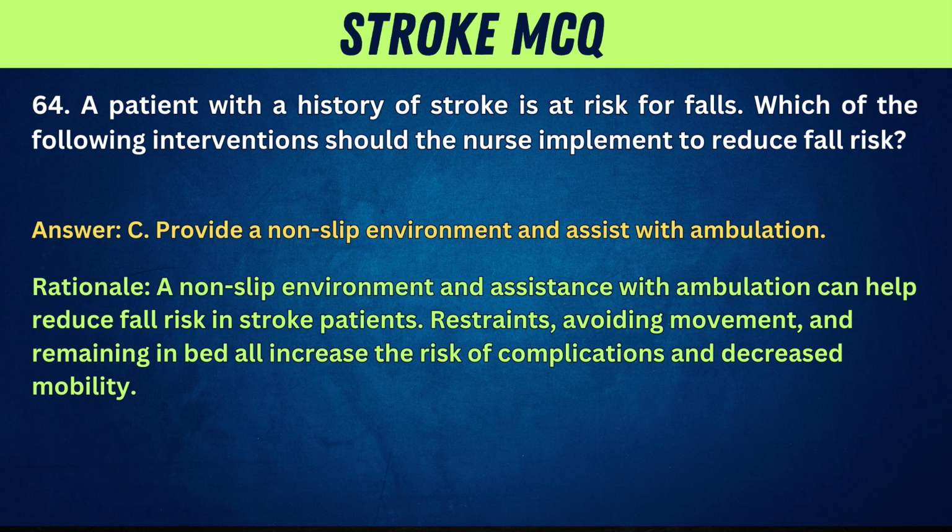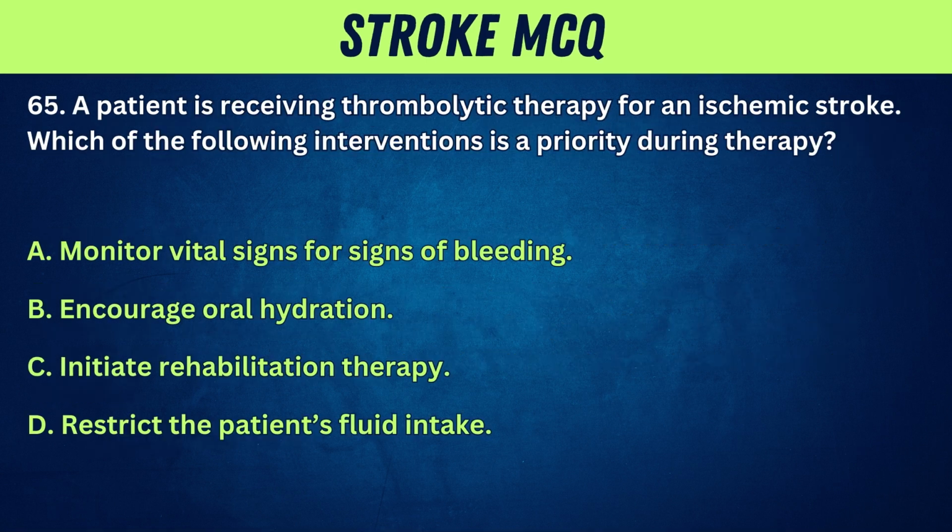Rationale: a non-slip environment and assistance with ambulation can help reduce fall risk in stroke patients. Restraints, avoiding movement, and remaining in bed all increase the risk of complications and decrease mobility.